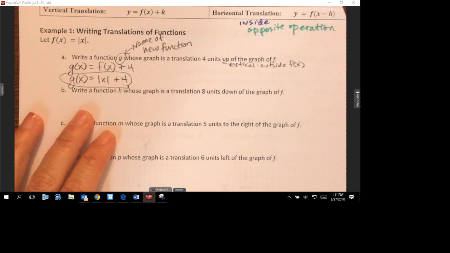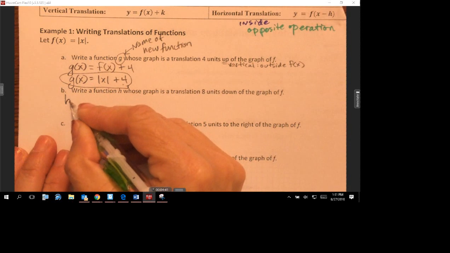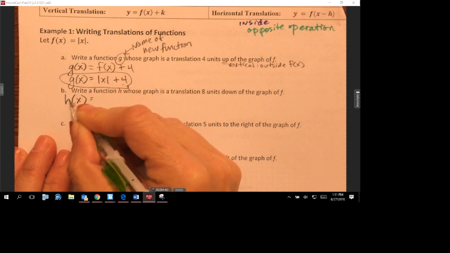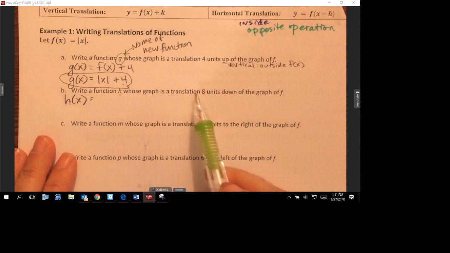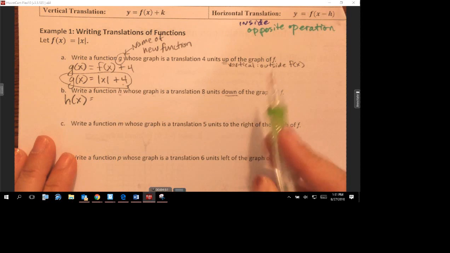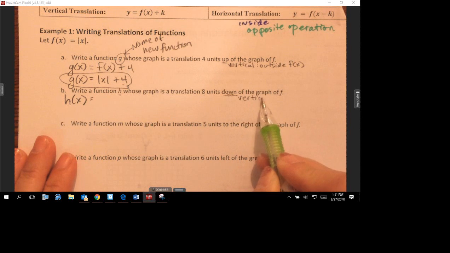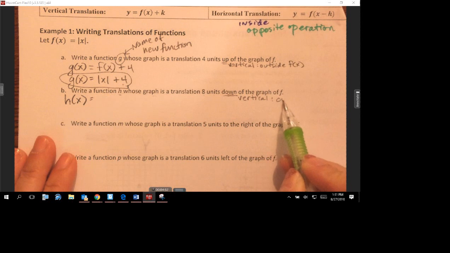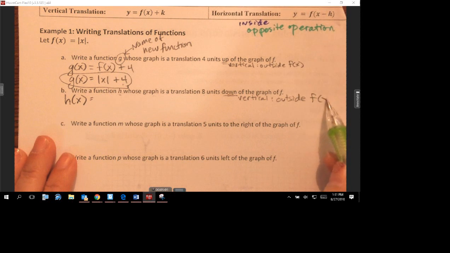So question B, write a function h. That's the name, h of x. Write a function h whose graph is a translation 8 units down of the graph of f. So if it says down, that's vertical, which means it's going to be on the outside of the function, outside of f of x.